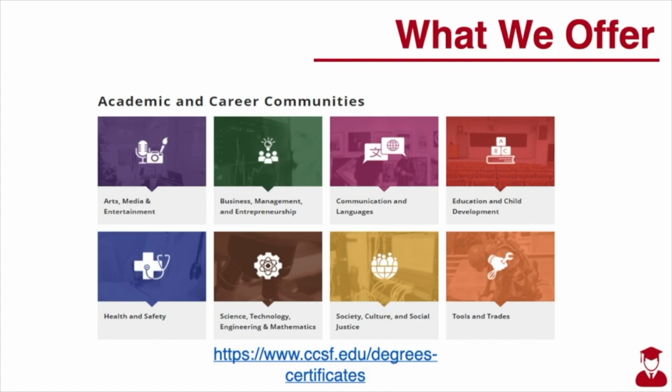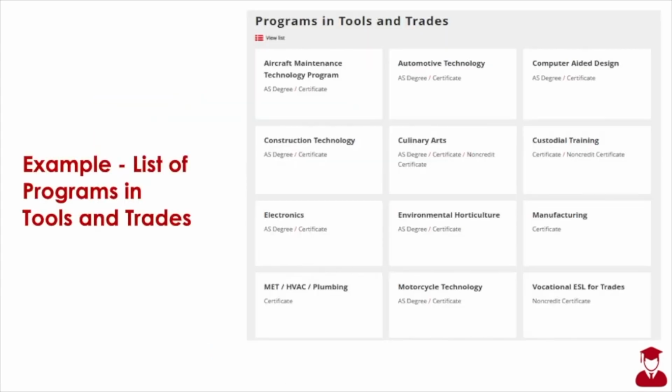Now let's look at just an example of some of the things that come under the tools and the trades in terms of programs. So we have aircraft maintenance, automotive technology, computer aided design, construction technology, culinary arts, custodial training, electronics, environmental horticulture, manufacturing, MET, HVAC, plumbing, motorcycle technology, and vocational ESL for trades. And that's still under the non-credit certificate. It's important to note that we do offer credit as well as non-credit certificates.